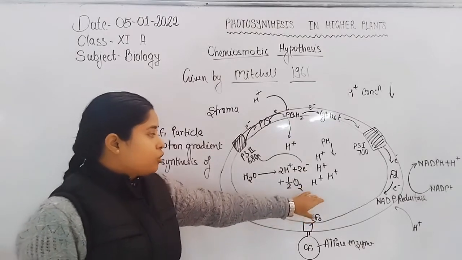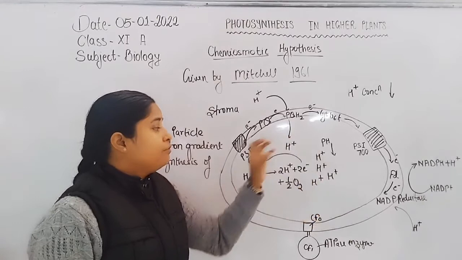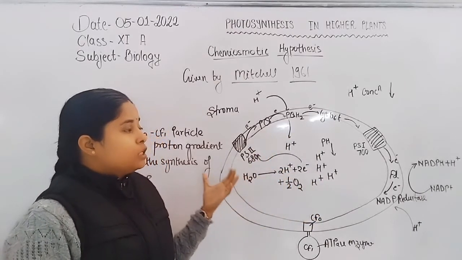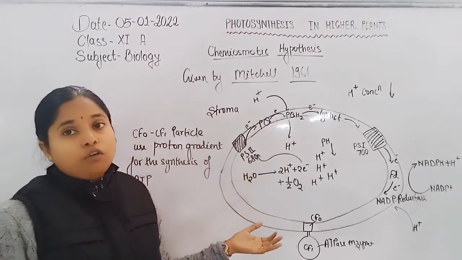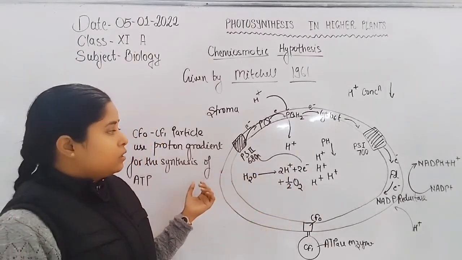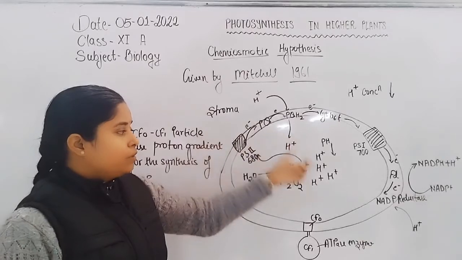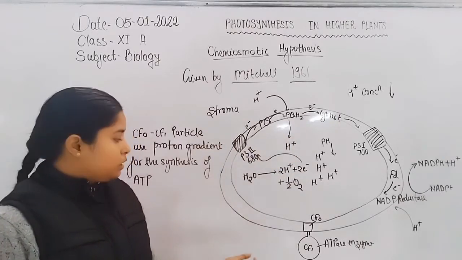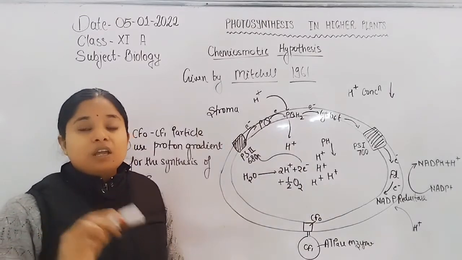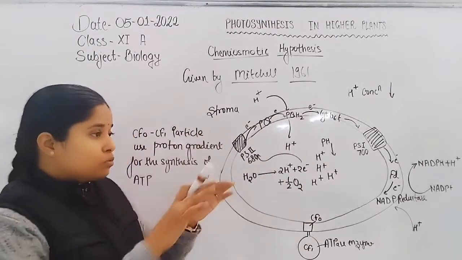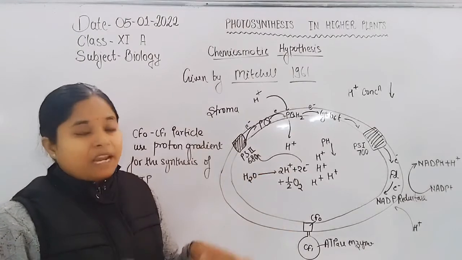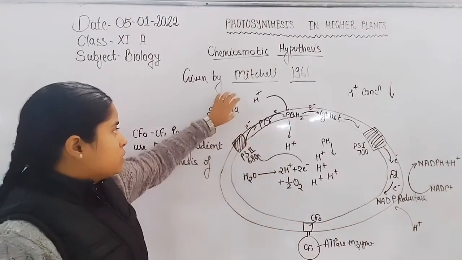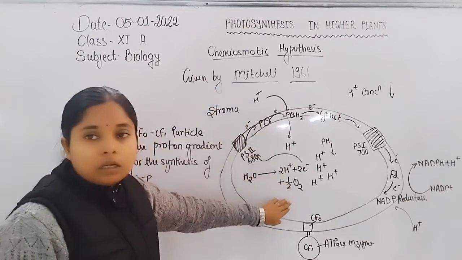Here, an increase in the concentration of protons decreases the pH, and if the pH is decreased in the lumen, it causes degeneration of the membrane of the thylakoid. So that's why the proton pump is also needed, for emitting protons out of the lumen, so that the pH may get balanced between the stroma and the lumen.